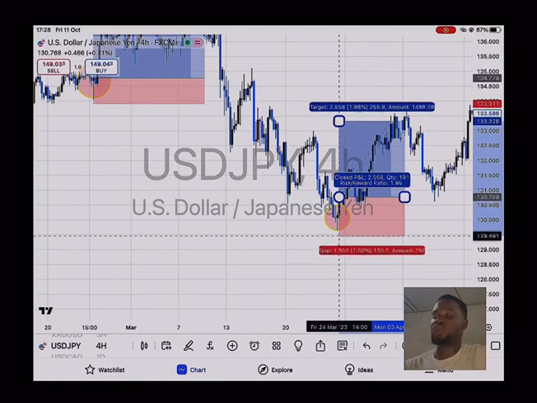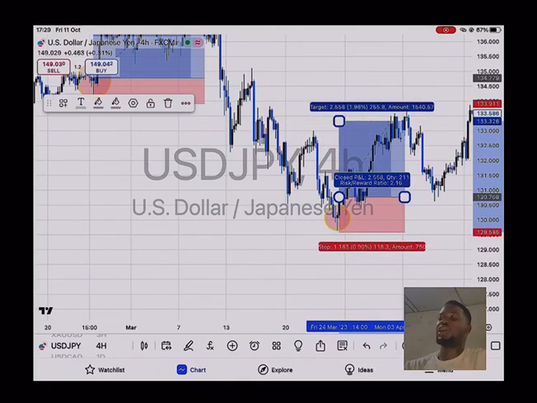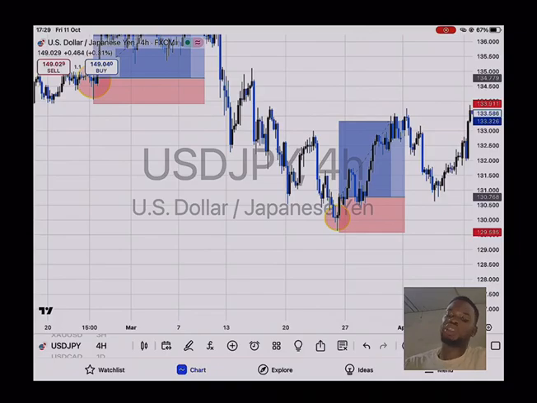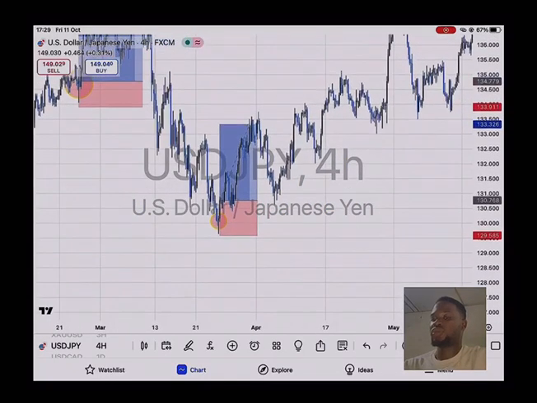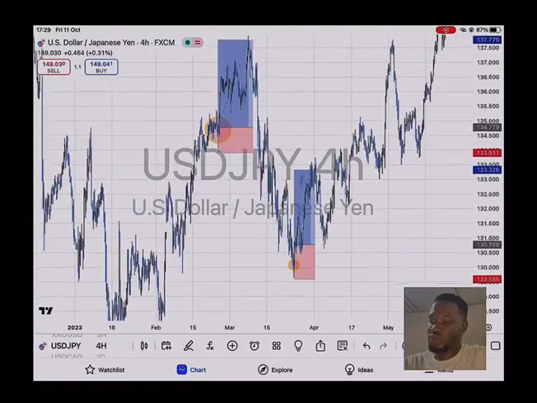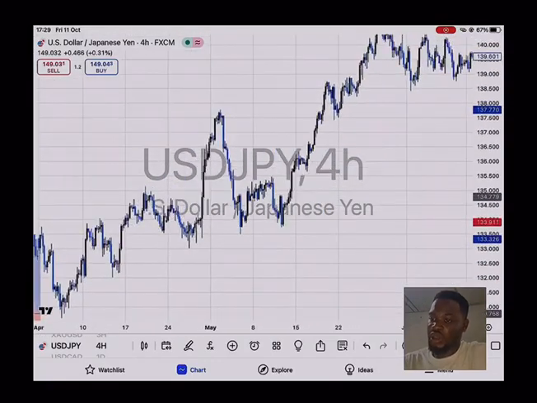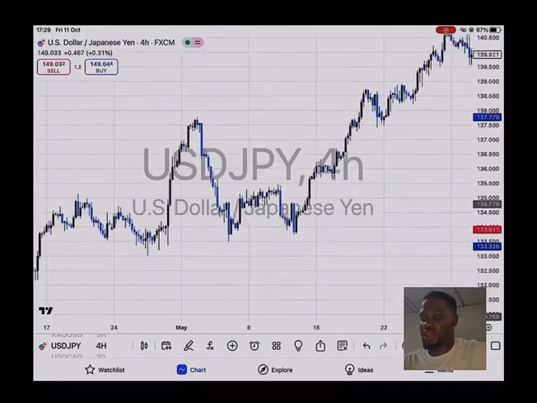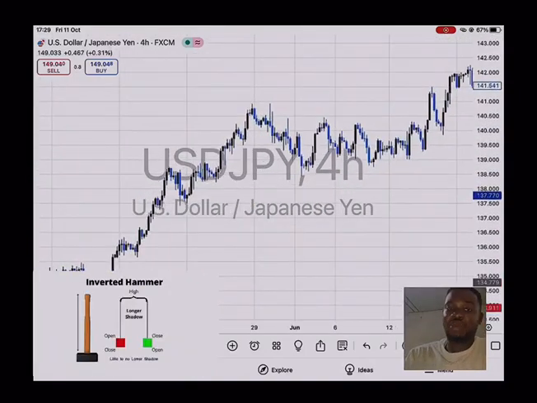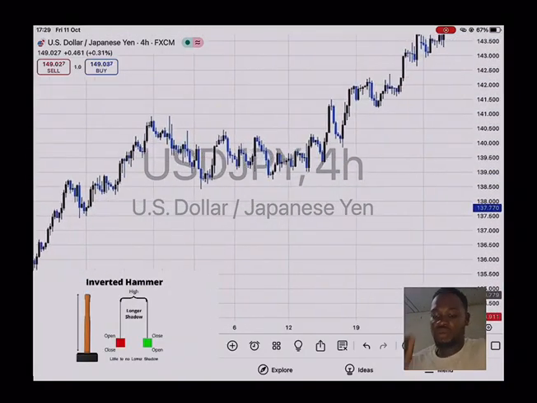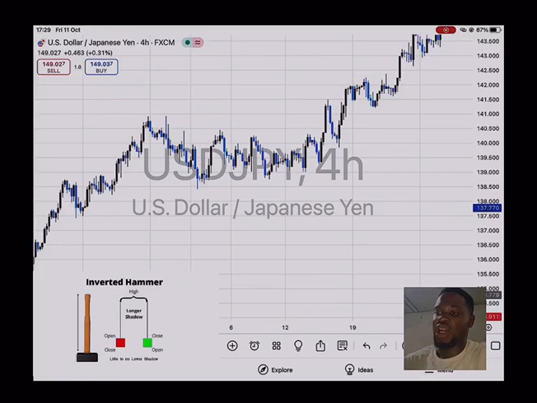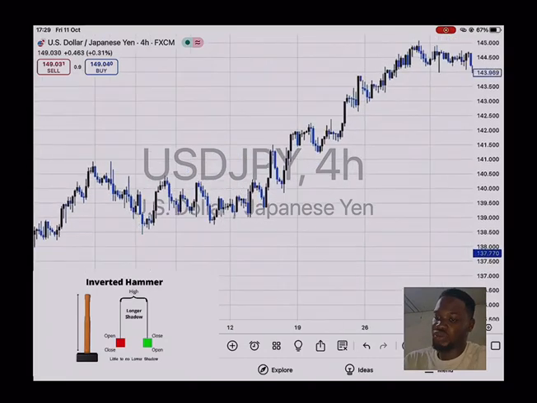Then your stop loss a little bit below the candlestick pattern, and then boom, 1 to 2, 1 to 3 TP hits. You understand? So now let's look for another one, the inverted hammer. I said the inverted hammer is located around the resistance zones. You understand?